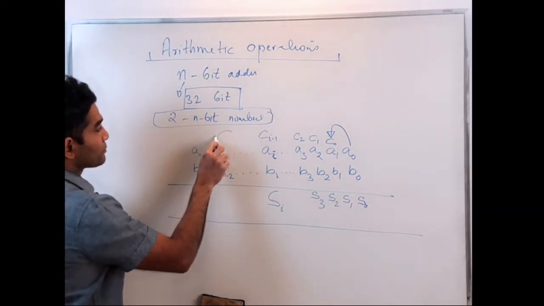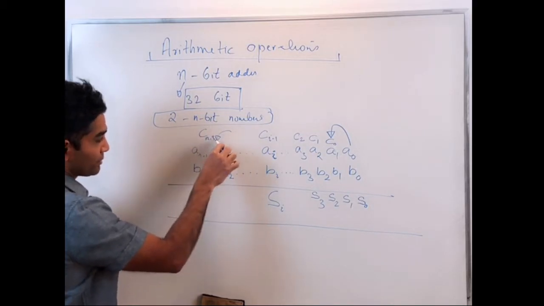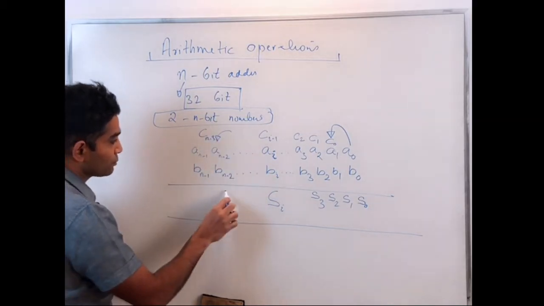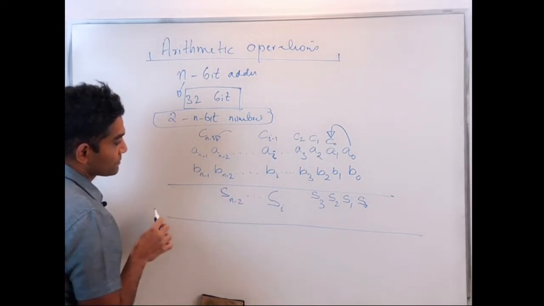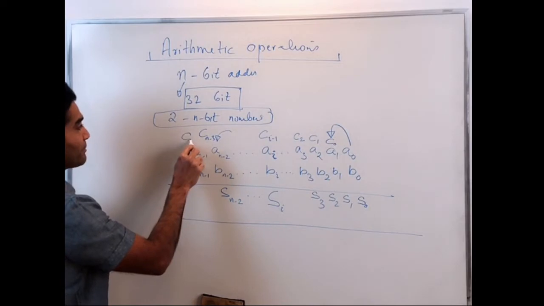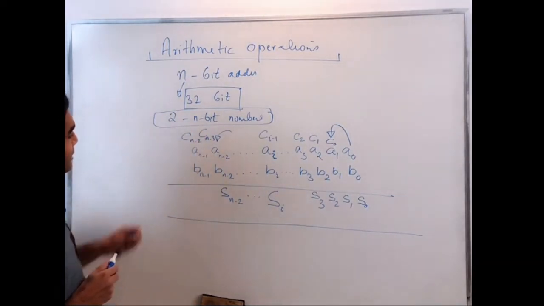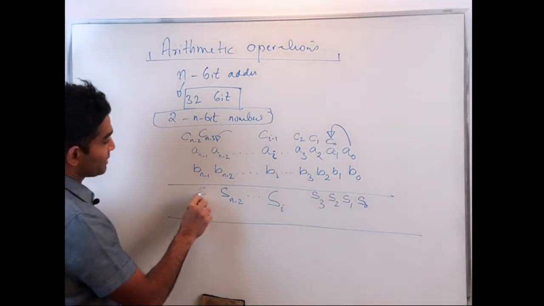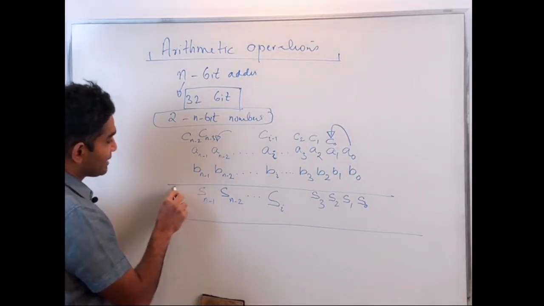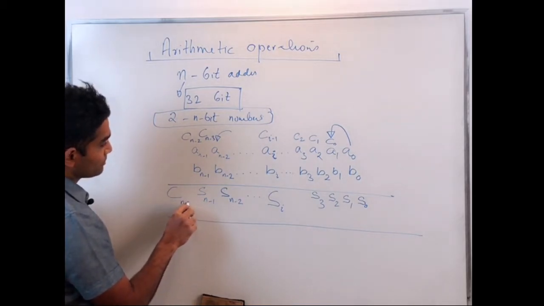And then here, of course, again, I will take Cn minus 3, add it together with An minus 2 and Bn minus 2, gives me Sn minus 2, generate a carry out, Cn minus 2. Then I add these two bits along with the previous carry to get Sn minus 1 and I carry out Cn minus 1.